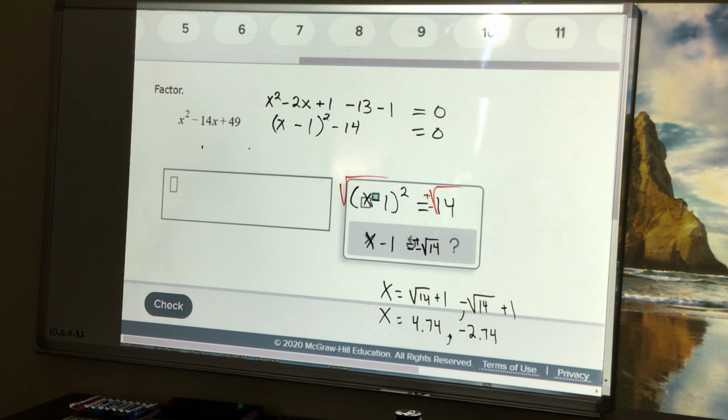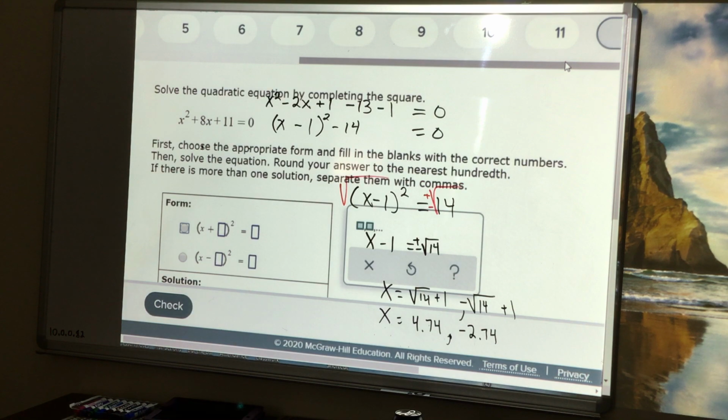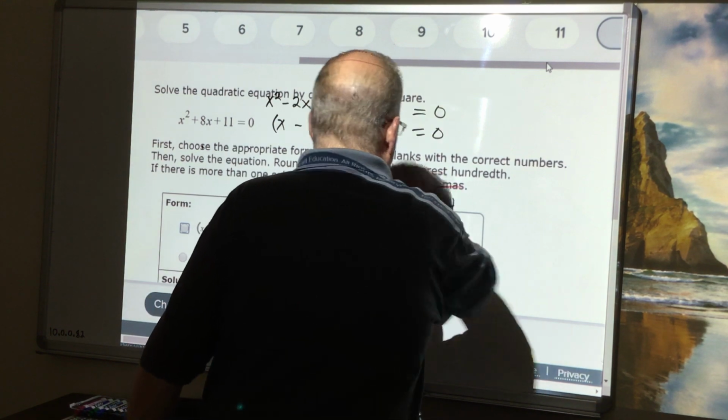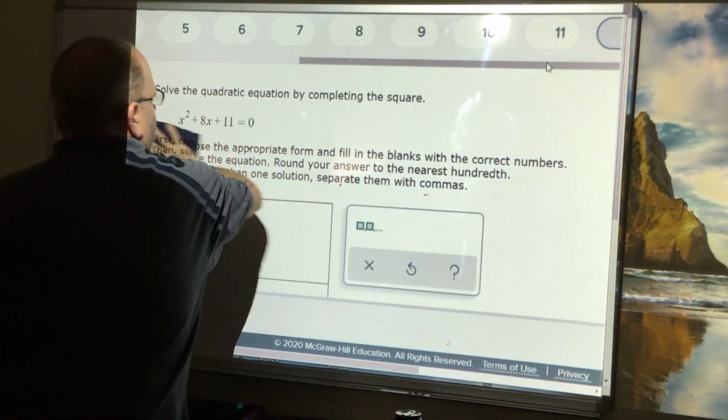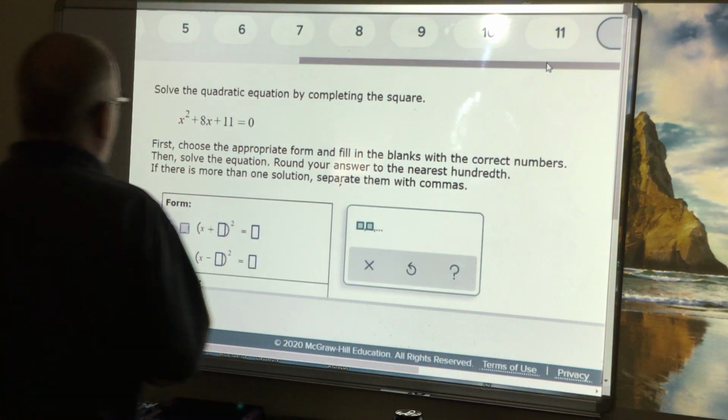Solving by completing the square. Number 12. Okay, so this one will let me check the answer. So let me show you another example, please. This is all brand new to you, and I really want you to understand it.